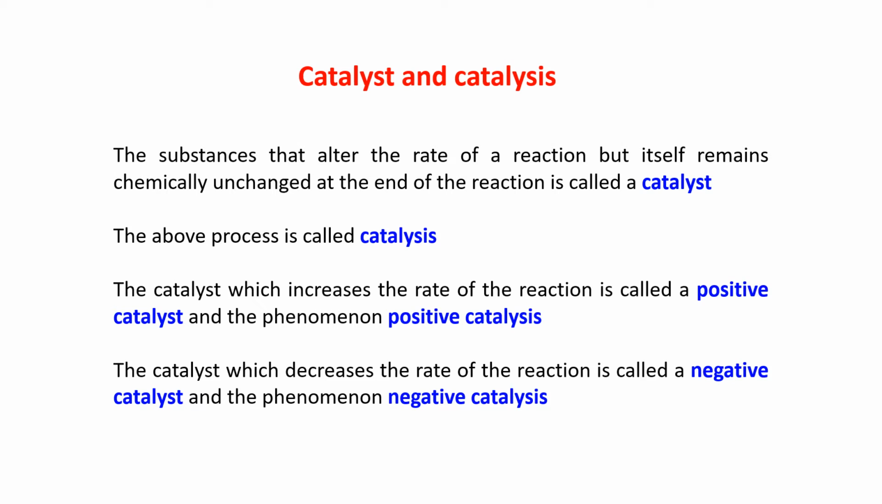Catalyst and catalysis. The substance that alters the rate of a reaction but itself remains chemically unchanged at the end of the reaction is called catalyst. You all know about it. And the above process is called catalysis. So catalyst is the substance and catalysis is the process.